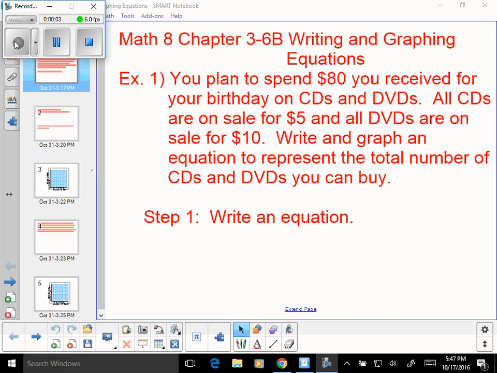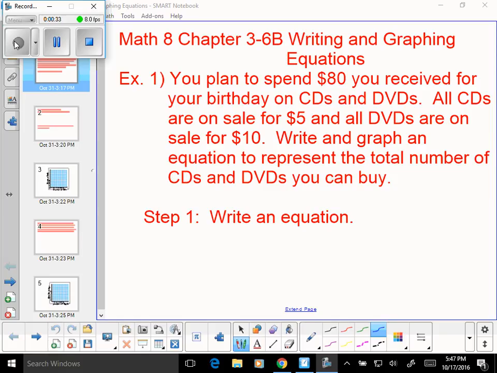Hello again, class. We're going to be working on an extension of using the intercepts to graph equations, only we're going to have to write the equations first and then find the intercepts. And these equations are going to be based on story problems. This is one of the practical applications for how to use lines, linear functions, and using intercepts.